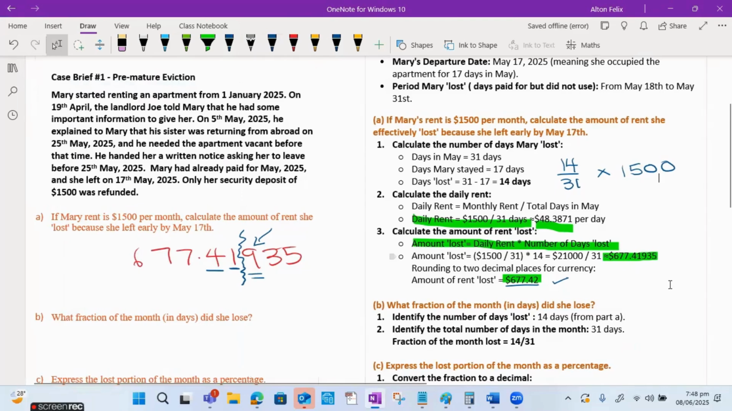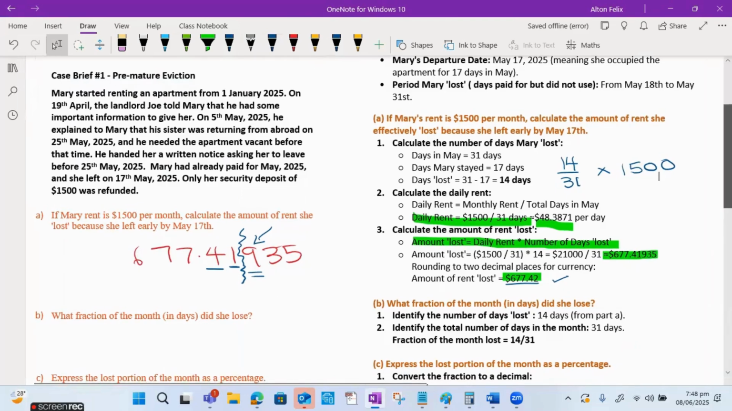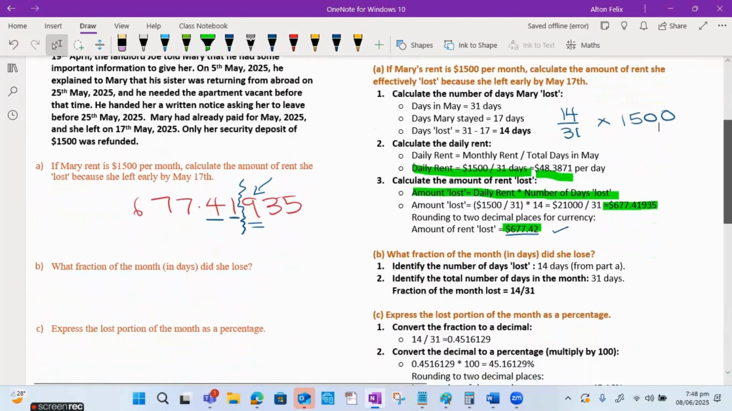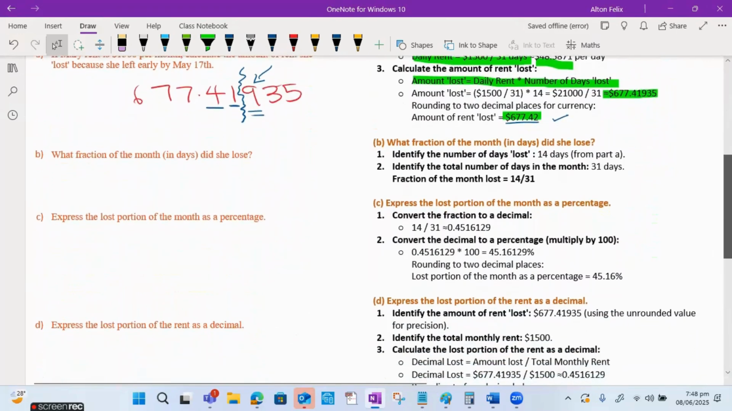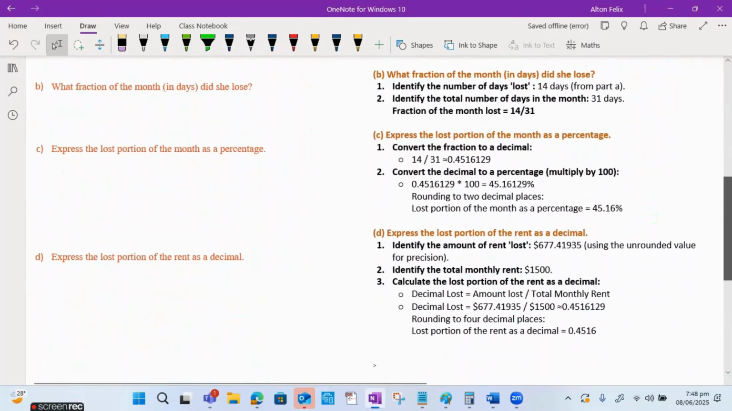The second part of the question, we are asked to find the fraction of the month in days which she lost. Well, we worked that out already in our previous explanation. Seeing that Mary left on the 17th, she would have lost 14 days. So the fraction that she would have lost would be 14 divided by 31, which is exactly what Jerry has here. So that answer is correct.